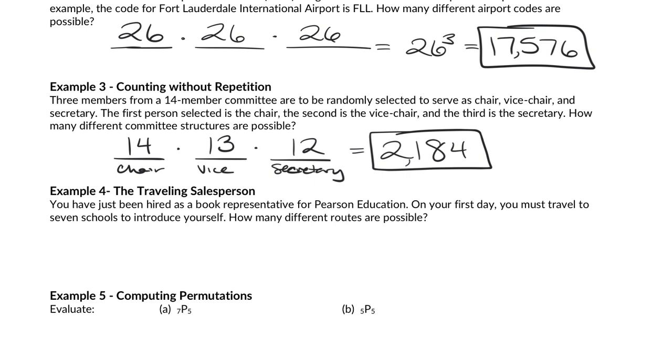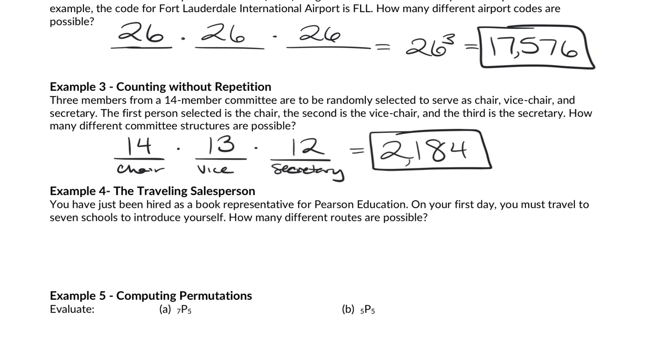Last example before we get a little shortcut here for us. You've just been hired as a book representative for Pearson Education. That's who writes your textbook. On your first day, you must travel to 7 schools to introduce yourself. How many different routes are possible?